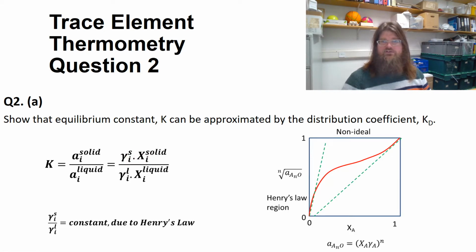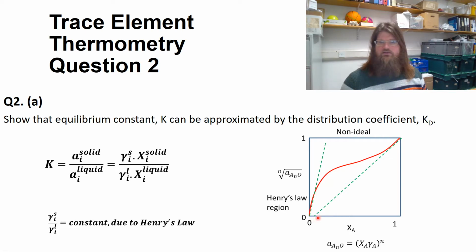Now that activity coefficient can change depending on, and sometimes can be concentration dependent. So at high concentrations, the ratio between the activity and the concentration might be different. But the important thing for trace element substitution is that when Henry's law applies, what Henry's law is basically stating is that the ratio of activity constants is constant. And more specifically, that the activity constant is not dependent on the concentration, whereas for higher concentrations it may be.